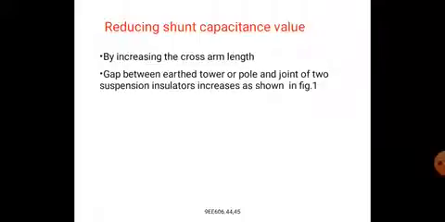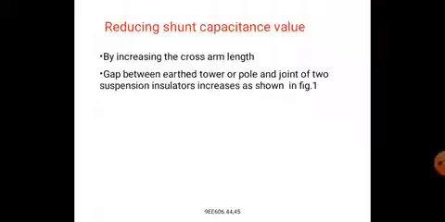First, reducing the shunt capacitance value. In this method, the ground capacitance relative to the mutual capacitance is made as small as possible, so M is increased. If M increases, K decreases, and if K decreases, efficiency increases. For this, long cross arms must be used, which is not always practicable. The maximum limit for M is 10, so the maximum efficiency would be 100%.